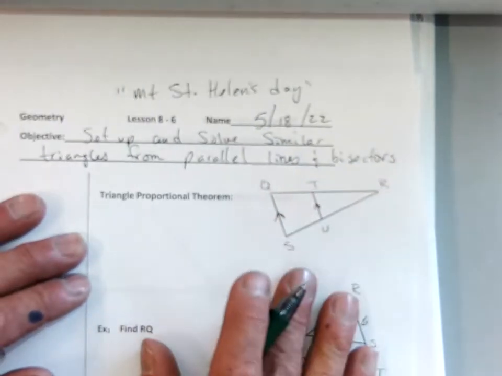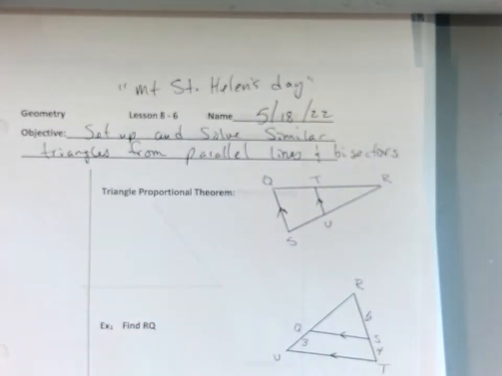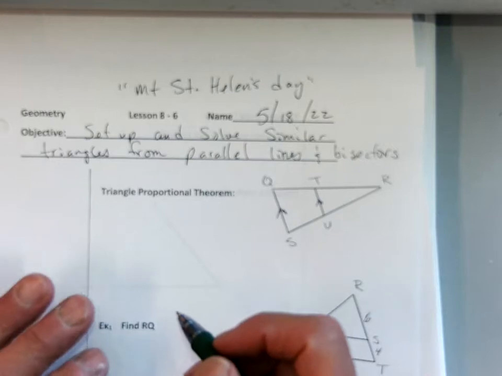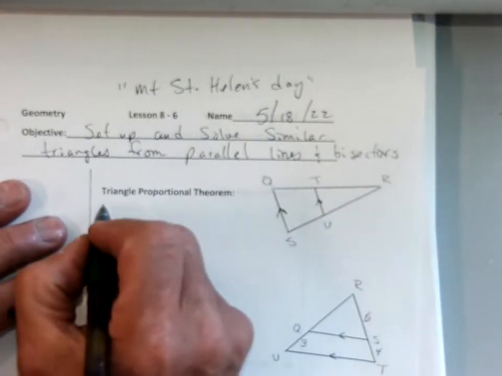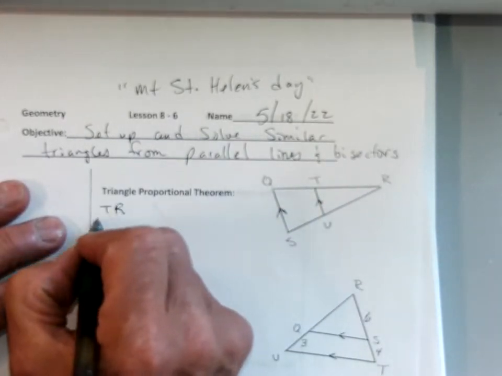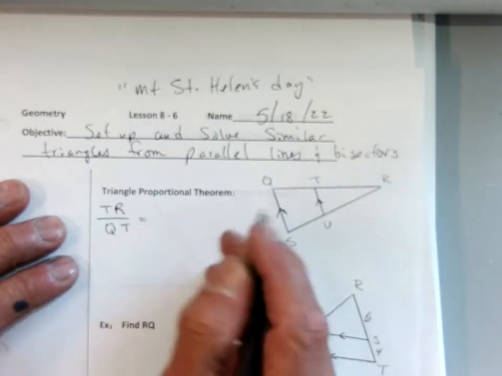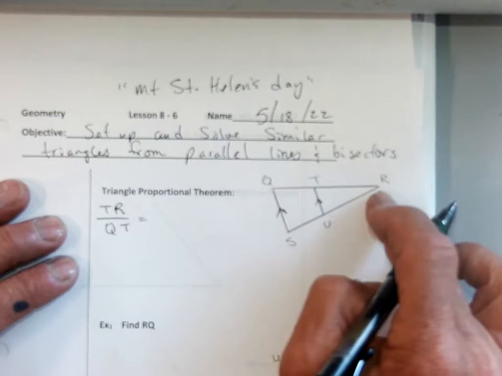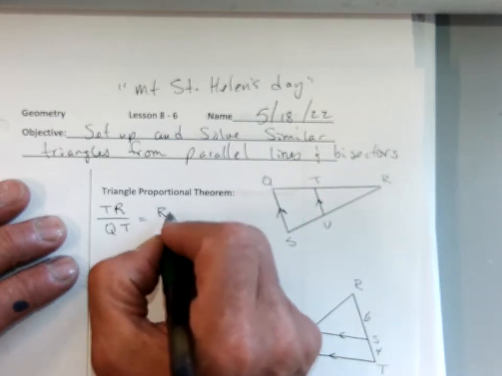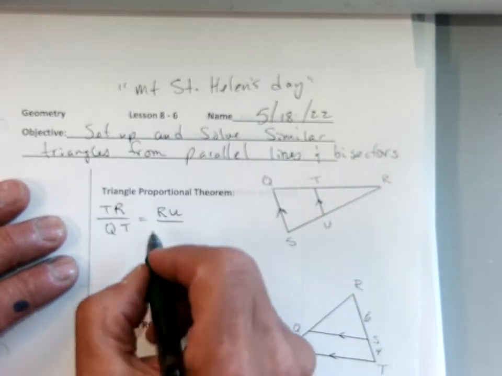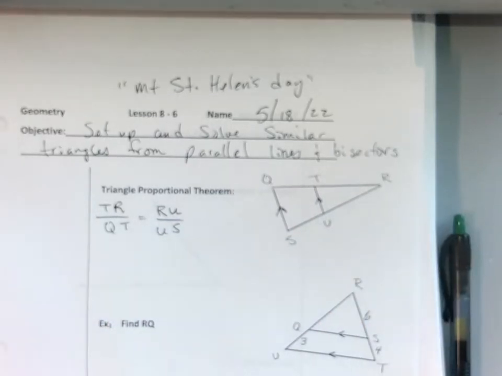Okay, sorry it's blurry. Once it starts to record, the machine won't readjust, okay? So we just saw this in our journal, and they want to say TR goes to QT as RU goes to US. All right, that works.